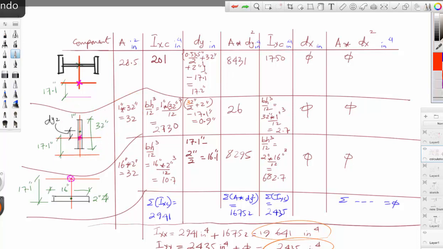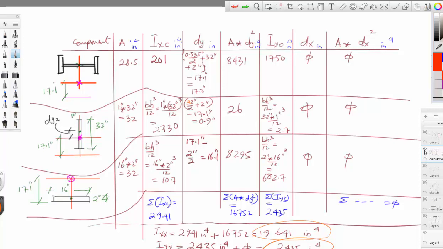Now with the Ix, you have to apply this equation, b h cubed divided by 12, and we said b is the measurement that is parallel to the axis we are taking moment of inertia about. That will be 1 inch, and so it will be 1 inch multiplied by 32 cubed divided by 12. For the y distance, if you go back to the y distance here, it's 32 divided by 2, which is the middle of the component's centroid, plus 2 minus 17.